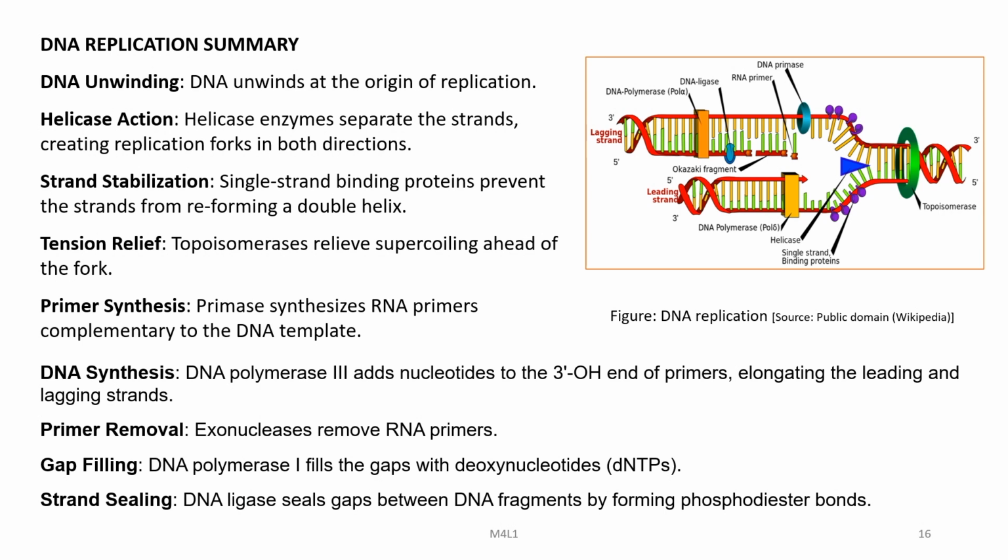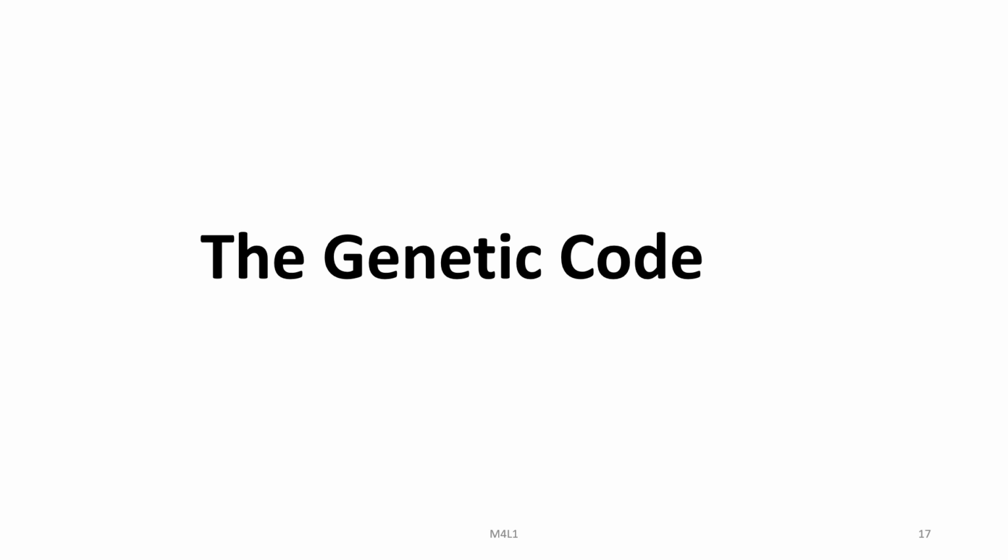Then the primers have to be finally removed from this DNA molecule, otherwise there will be errors. So, there are exonucleases which remove the primer. Then there is gap filling. DNA polymerase I fills the gaps with deoxynucleotides, and then finally there is strand sealing. The DNA ligase seals the gap between DNA fragments by forming phosphodiester bonds.